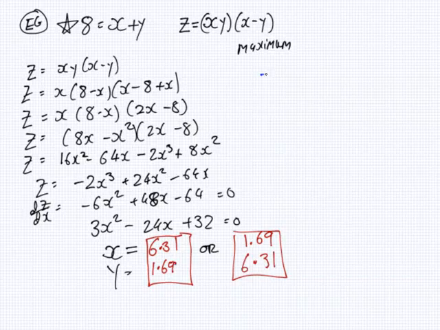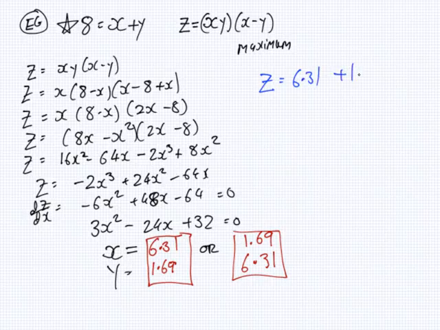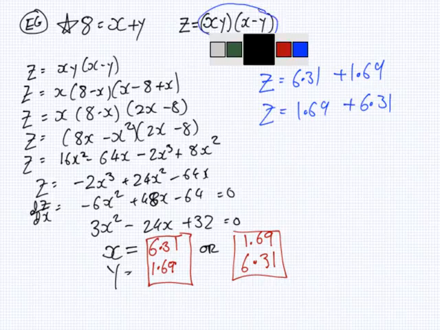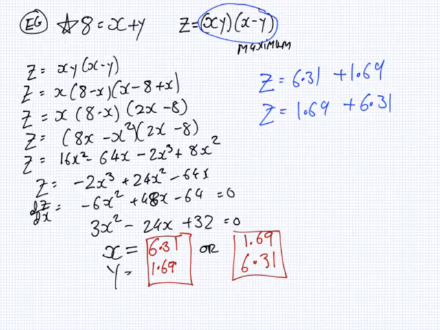So the answer is x equals 6.31 and y equals 1.69, or x equals 1.69 and y equals 6.31. This pairing to make 8 makes this a maximum. It's an unusual example, I know, but it's a famous classic example, which is why I have it in the worksheet. Okay, write this down, please.